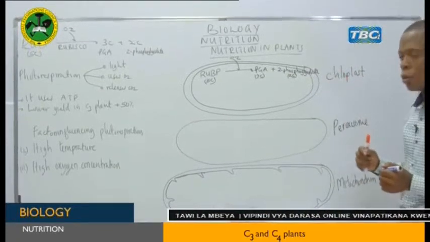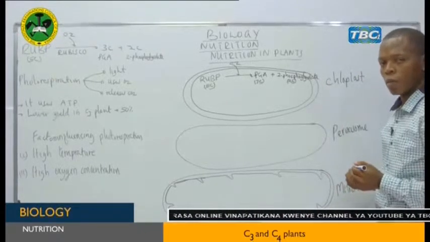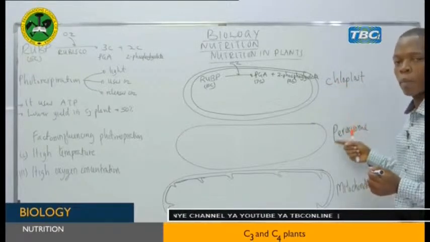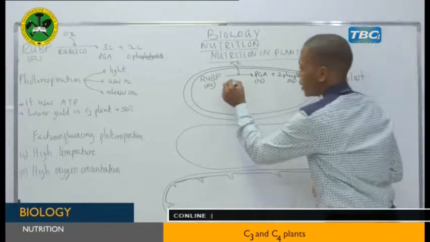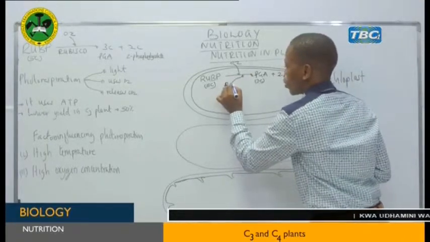As I told you, this phosphoglycolate cannot enter into a Calvin cycle. Rather, it is converted through different organelles: chloroplasts, peroxisomes, and mitochondria. But remember that this reaction is catalyzed by the enzyme known as rubisco.